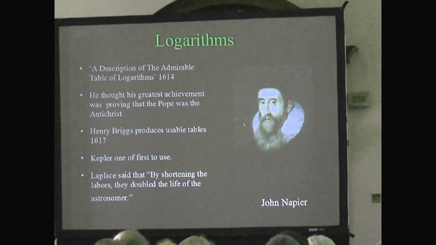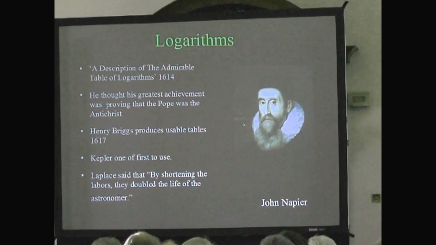And the first analog device, if you like, was logarithms, created by John Napier way back. Now, his lifelong reputation is on logarithms. He thought his best achievement was proving that the Pope was the Antichrist. So he was the Ian Paisley of his day, this guy, as well as being a mathematician.